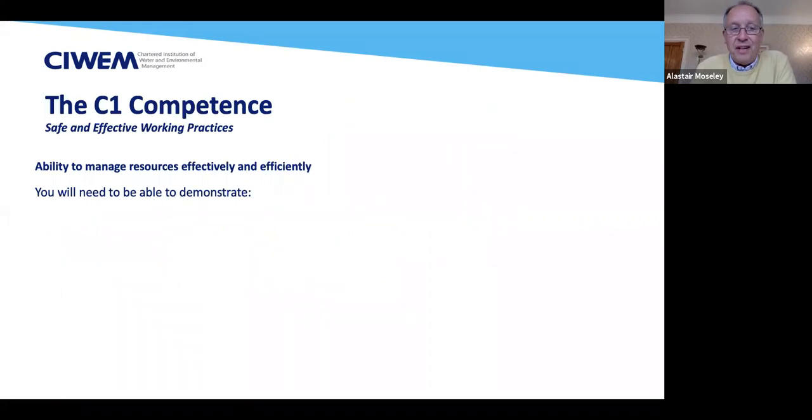So let's look at C1 first, safe and effective working practices. So this is about being able to manage resources. Now, resources can be anything. The obvious one is people, but if you're managing a plant firm, it could be all of the equipment that you're running. If you're running a flow survey company, how do you manage your... I'll do this for Phil, actually. So I'll take flow surveying for you, Phil. You could be managing the monitors and managing them in and out and making sure they're working effectively. And of course, it also includes budgets and all those things you would expect about running the operation.